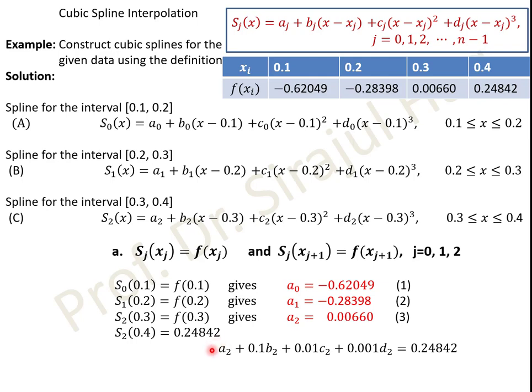Now if you look at this, the value of a2 we have already computed. So let us substitute this value in this expression. So this a2 will shift to the other side, and we will end up with this equation. So what I did, I shifted a2 to the other side, and then this value minus a2 gives us 0.2418. So far we got 4 equations.